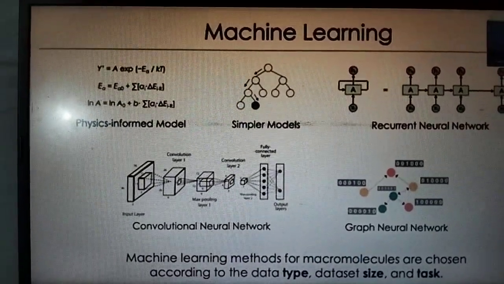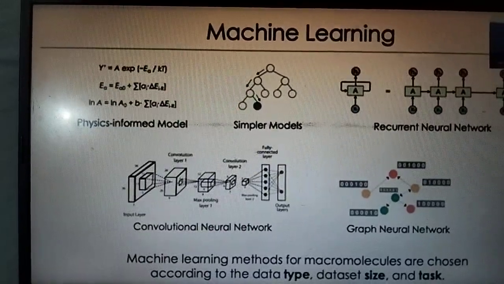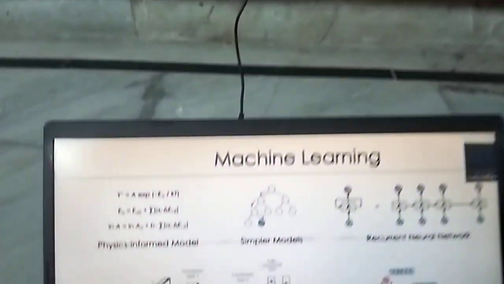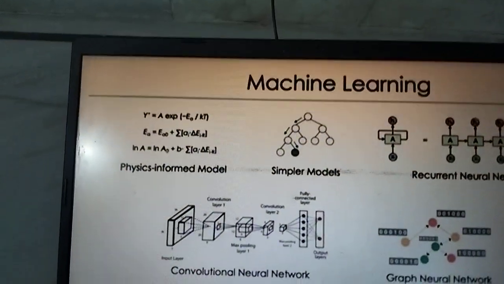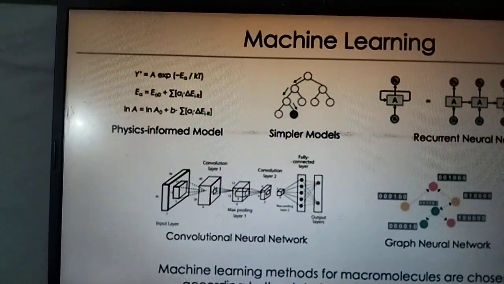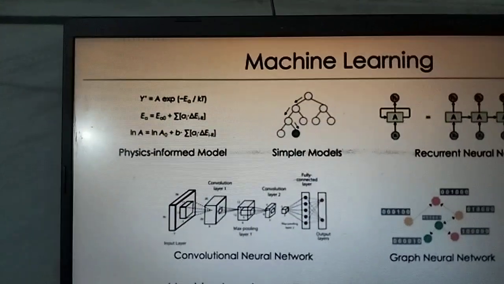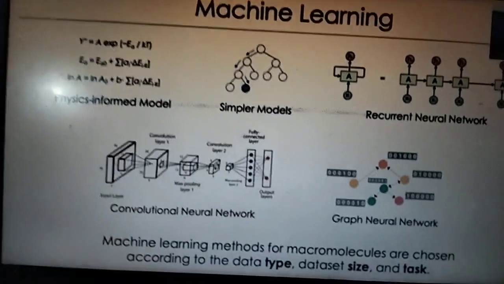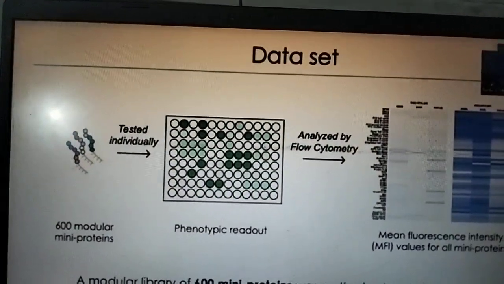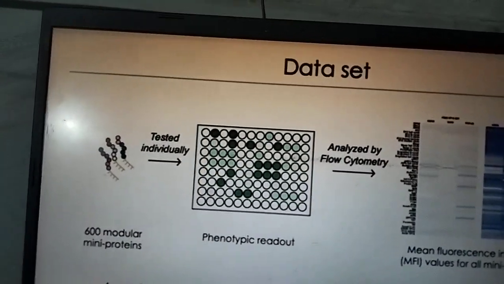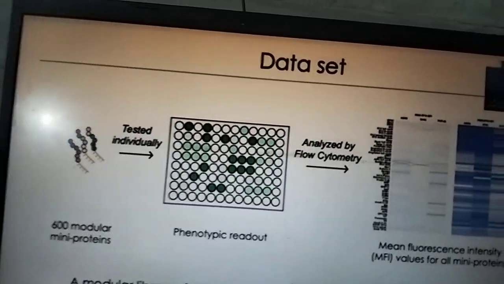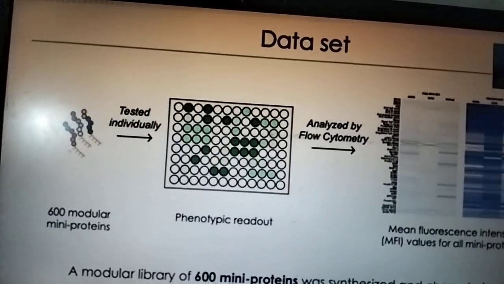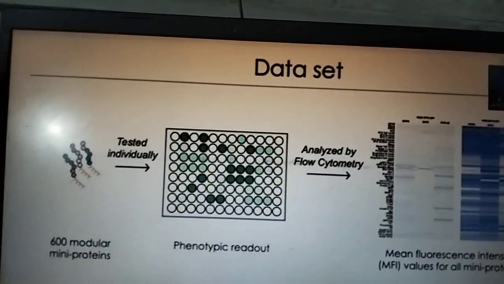So machine learning models for macromolecules are chosen according to the data type, data set and size, and task. These three are important in machine learning: data type, data set, and task. So next is our data set. Our data set is the molecular data set. This is the representation of the data set.